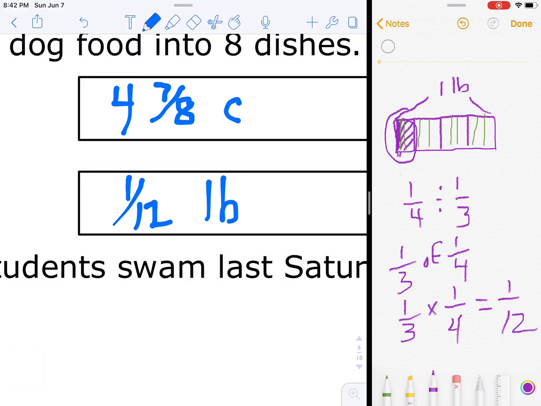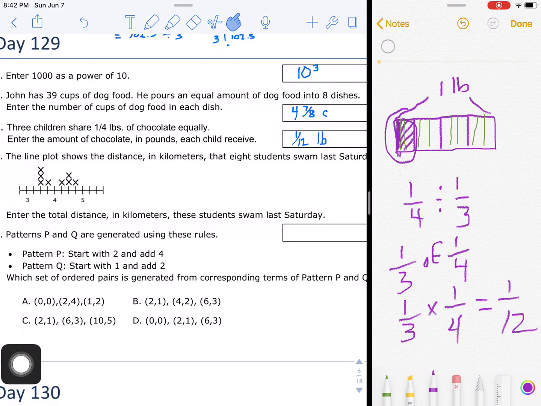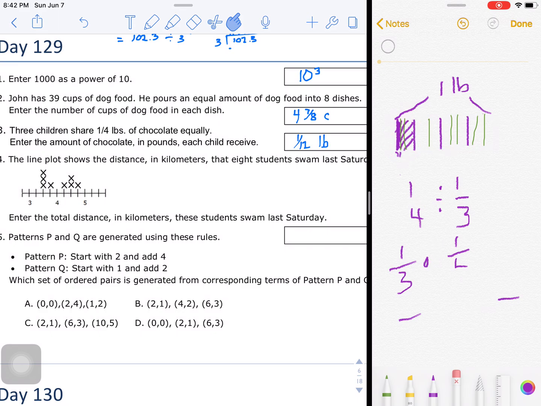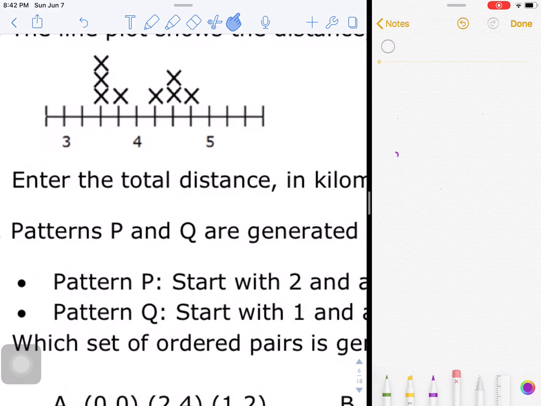Okay. Let's move on to problem number 4. The line plot shows the distance in kilometers that 8 students swam last Saturday. Enter the total distance in kilometers these students swam last Saturday. So the first thing that I want to do when we look at this line plot is determine what our intervals are. So let's zoom in here.